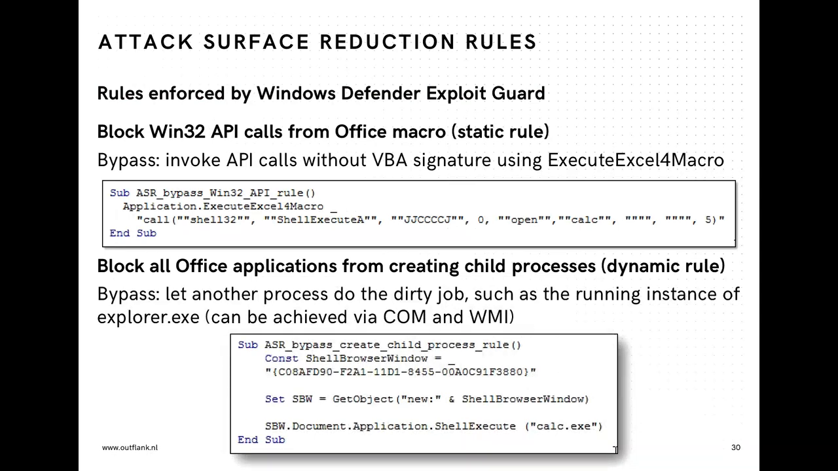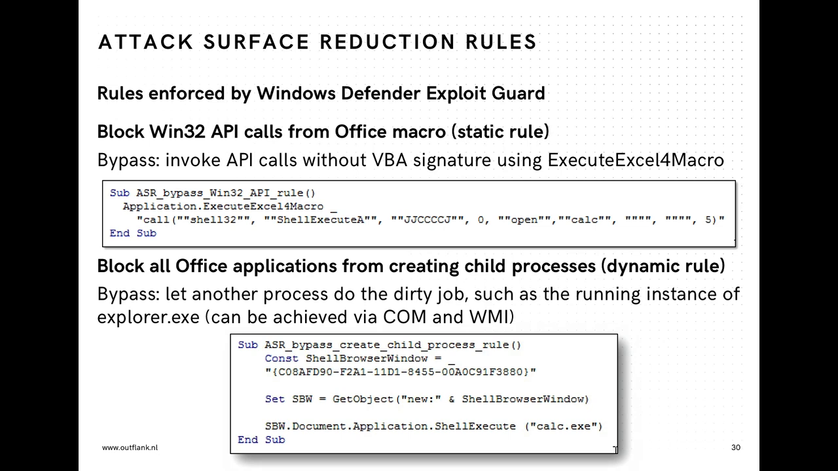And attack surface reduction are rules that are enforced by Windows Defender Exploit Guard, which is the successor to EMET. And there are a few rules which can harden Office and Excel and other MS Office programs that are running. And the most famous rules are the rules to block Win32 API calls and the rule to block Office applications like Word and Excel from creating child processes. So block them from starting other programs. It's not that difficult to bypass these two.